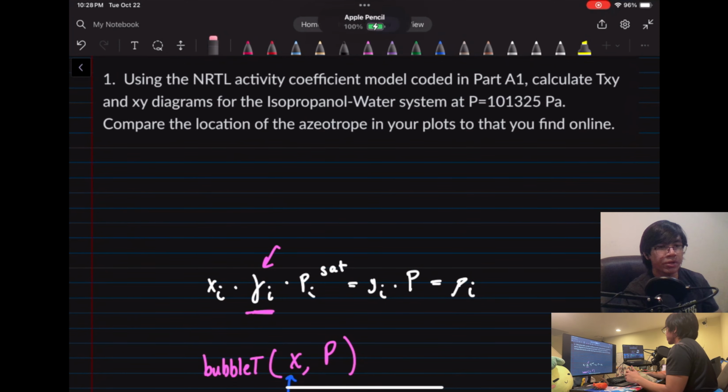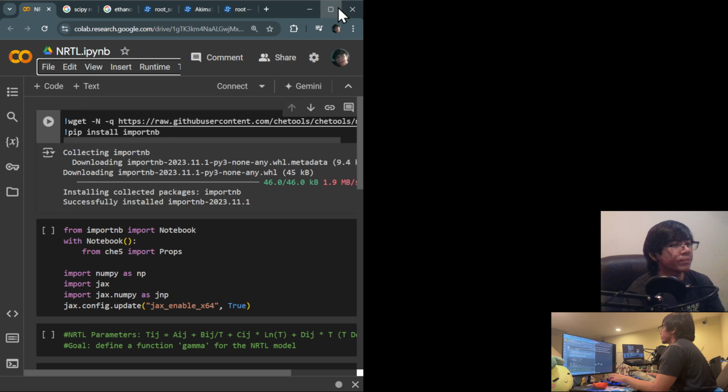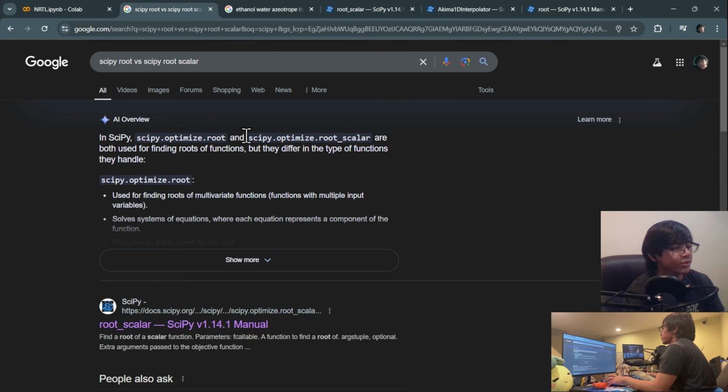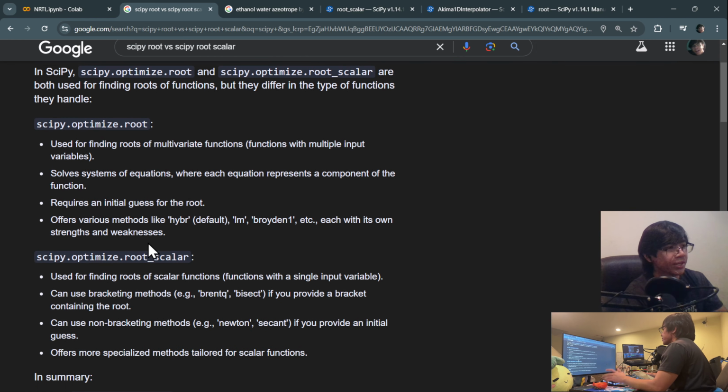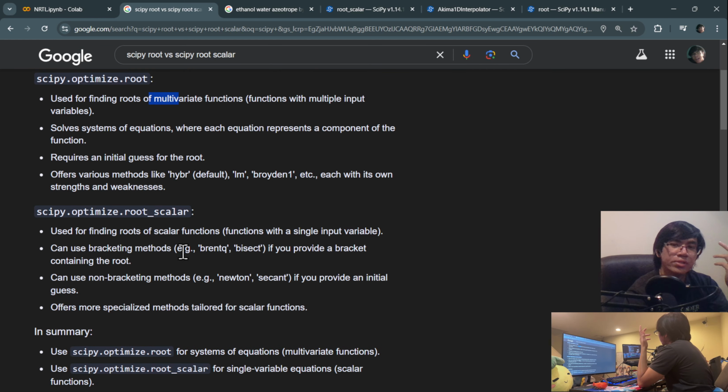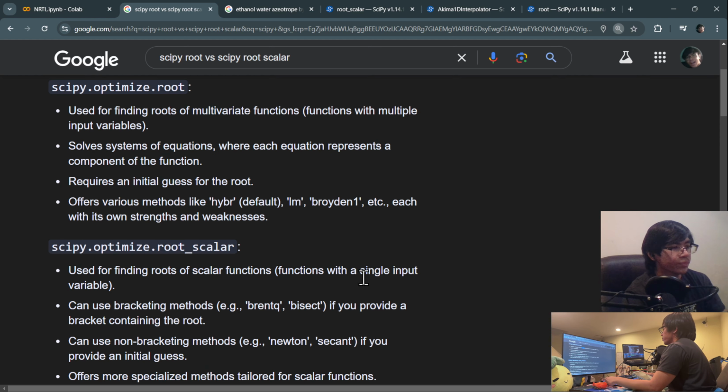So let's switch over to our code, and I can talk more about the root scalar and why we did that. I just Googled this, but according to the Google AI, and it makes sense, SciPy root that we used before is for multivariable functions and solves a system of equations, but with root scalar that we're using today, it only solves one variable input. So it's actually the more related case that we're going to be using, since we've only ever used the root for one variable. Oh, that's not true.